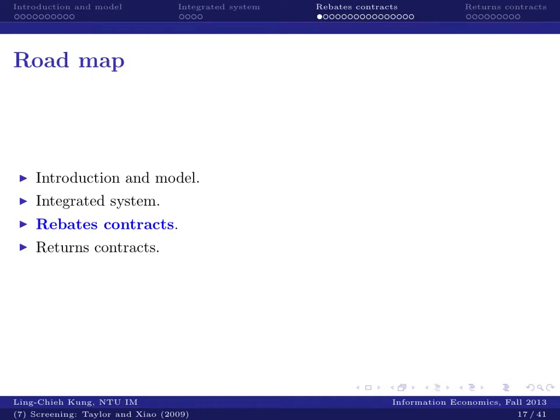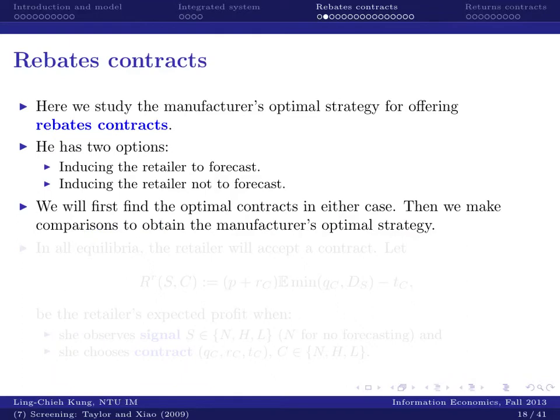Okay, so let's start our discussion about rebate contracts. We are going to study the manufacturer's optimal strategy for offering rebate contracts. The manufacturer has two options, right? For any contract, it will either induce the retailer to forecast or induce the retailer not to forecast. So the manufacturer somehow needs to decide whether he wants to induce forecasting or not.